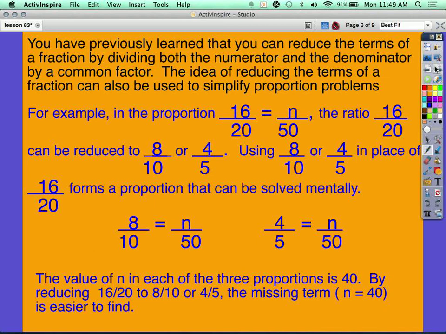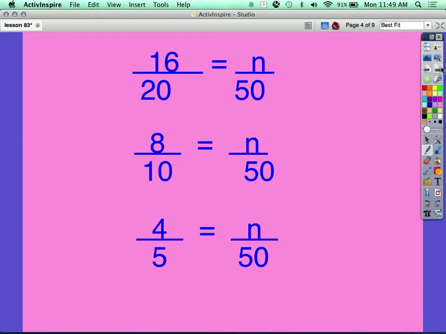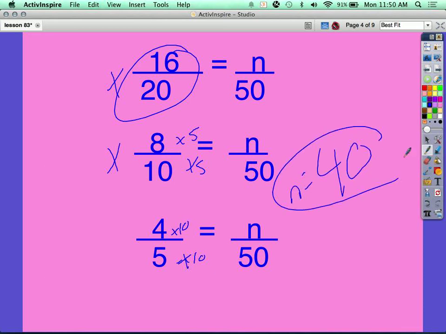As you can see here, we know we can just multiply by 5. Over here, we can just multiply by 10. The value of n in each of the three proportions is 40. Just by reducing it, it makes it a lot easier to find. So here, we can't go from 20 to 50 very easily on the top one. The second one, we reduce the first part of the proportion that we knew to 8/10, and now we know we can just multiply both by 5. In the bottom, we reduce so that we can just multiply both by 10. No matter how we do it, n is going to equal 40.